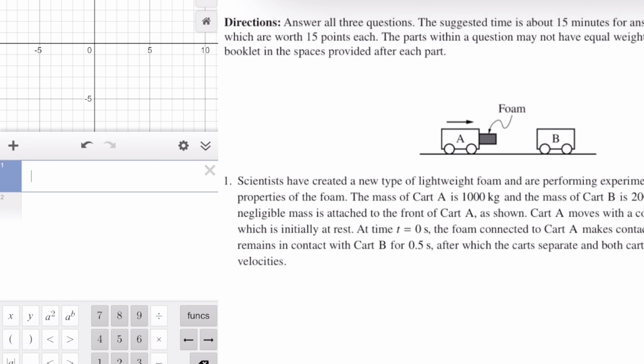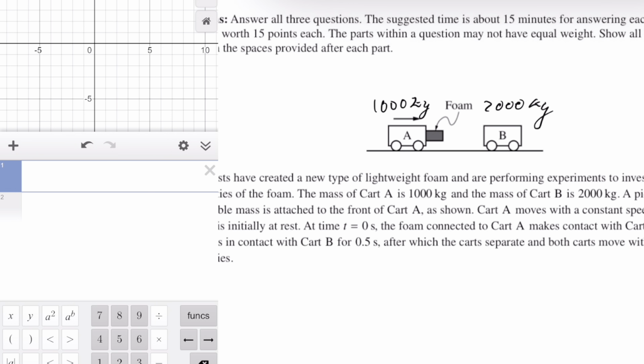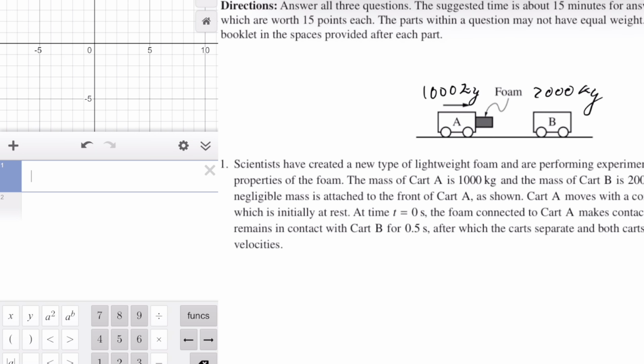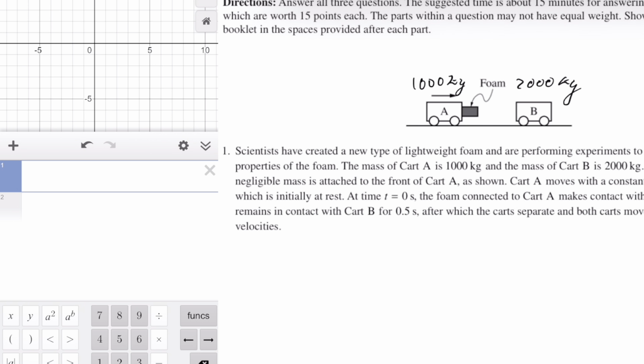Scientists have created a new type of lightweight foam and are performing experiments to investigate the properties of the foam. The mass of cart A is 1,000 kilograms. The mass of cart B is 2,000 kilograms. A piece of foam with negligible mass is attached to the front of cart A, and moves with a constant speed towards cart B, which is initially at rest. At time t equals 0, the foam connected to cart A makes contact with cart B. The foam remains in contact with cart B for 0.5 seconds, after which the carts separate and both carts move with constant velocities. Okay, that's important.